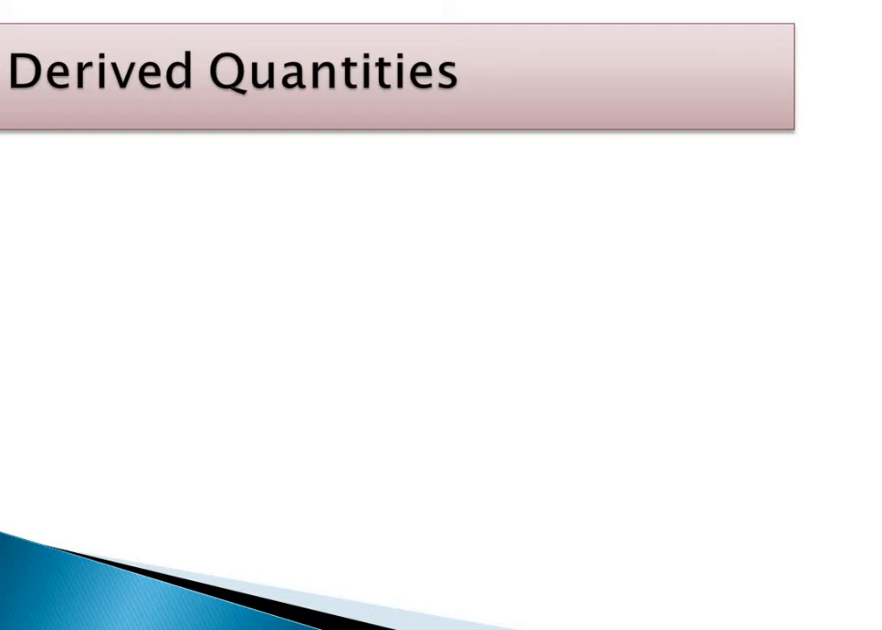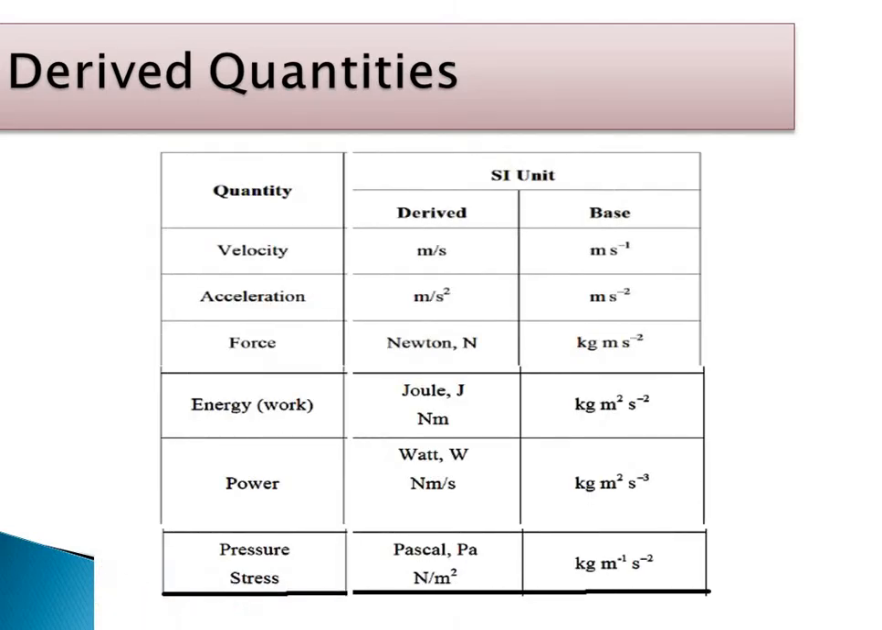So in the last lecture we discussed some derived units, and that is velocity. Velocity is derived as meter per second, then acceleration, force, energy, power, and pressure or stresses. So these are some derived units we already discussed in the last lecture.